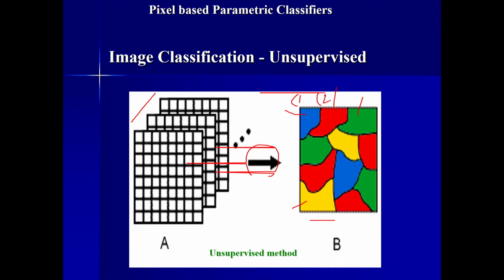And why is the label missing? Because there was no training data provided. And if the training data is provided, the label comes from the training data. So that is one of the differences when we talk about unsupervised classification.